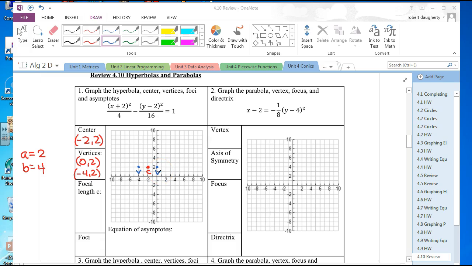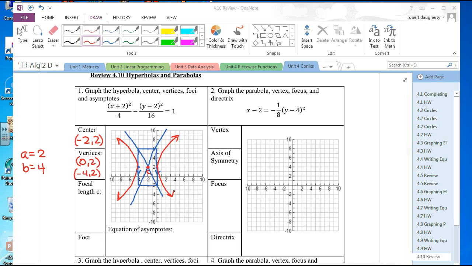Okay, and now let's look at B. B is 4. So if I go up 4 units, 1, 2, 3, 4 right here, and then down 4, 1, 2, 3, 4, then I can just make a box right here. That lets me draw the asymptotes. And that last one didn't quite hit right. There we go. So that lets me draw the asymptotes. I know that the graph, since it's a horizontal hyperbola, looks like this. The only thing left to find would be the focus points, the foci.